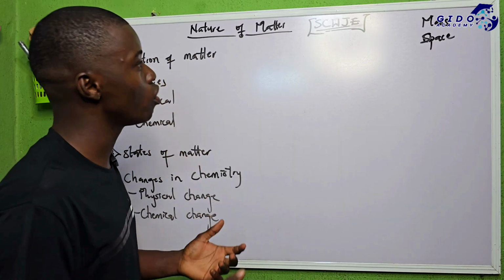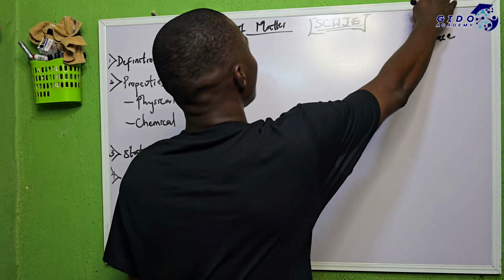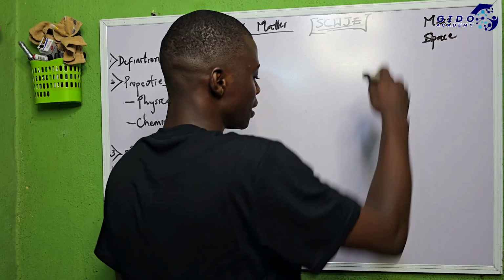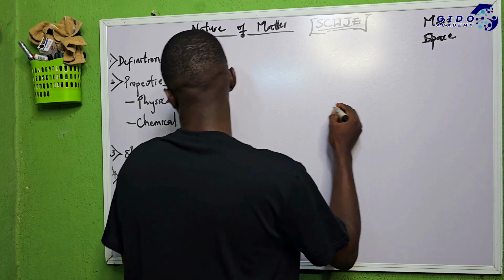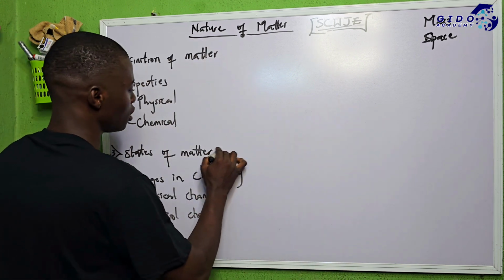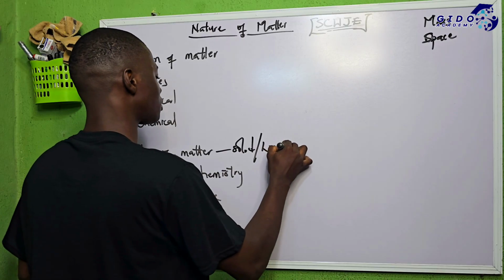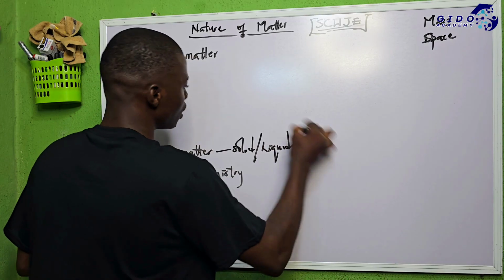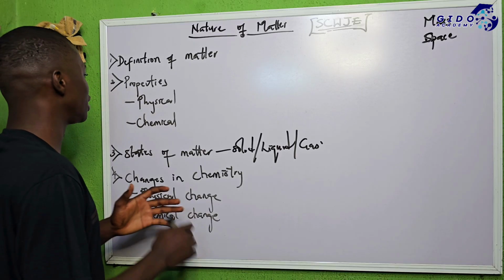But one thing I want you to take note of: matter actually exists in three formats. We are talking about the three states of matter. It can be solid, it can be liquid, and it can as well be a gas. So these are the three major states of matter in chemistry.